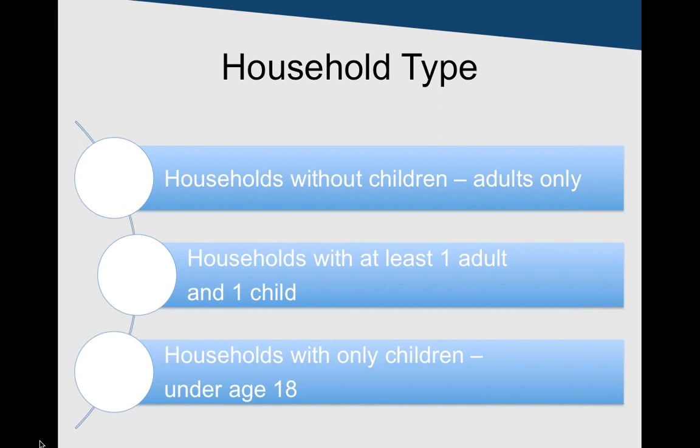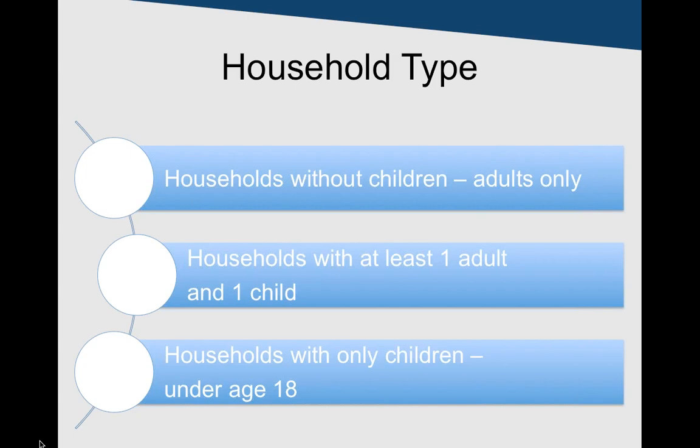Now, there are three different household types that we're going to be recording information on this year. The first type is households without children, and those are beds and units that are intended for households with adults only. This includes households composed of unaccompanied adults and multiple adults. The second type is households with at least one adult and one child, and those are beds and units that are intended for households with at least one adult and one child.